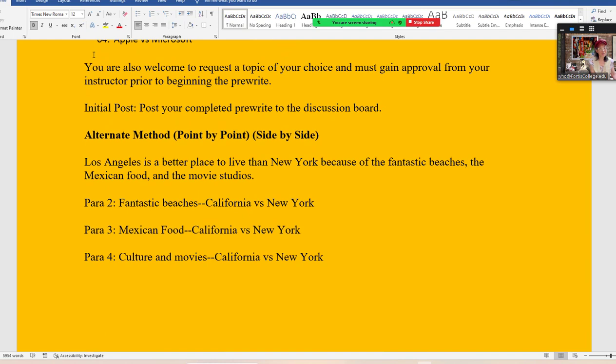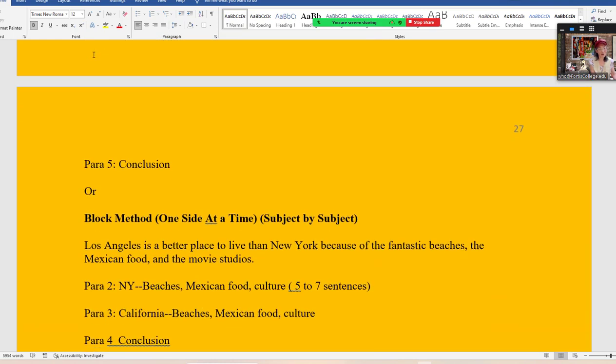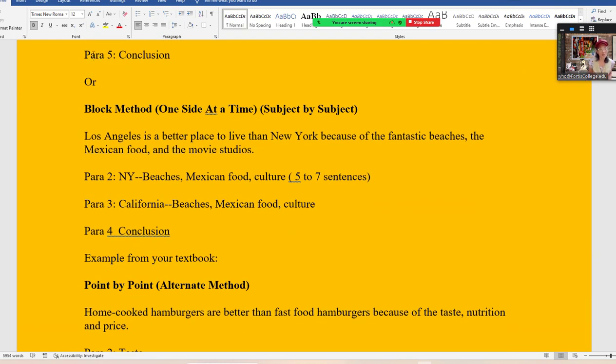So here you got the alternate side by side. That's the 5-paragraph essay. I think the only thing I didn't cover is the block method. If you're going to use the block method, you talk about everything New York in one paragraph, and everything California in another paragraph, but you have to do it in the same order: beaches, Mexican food, culture, beaches.